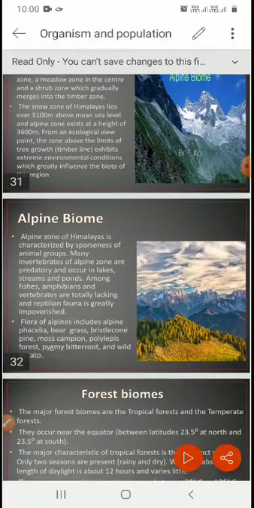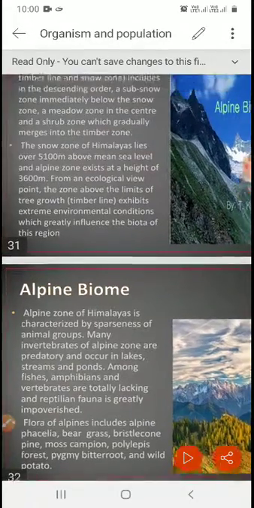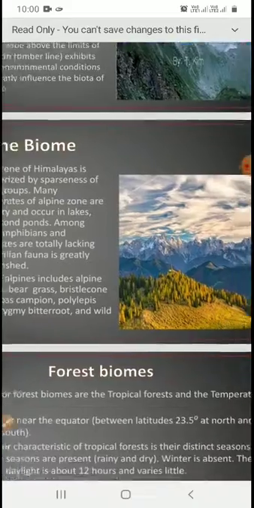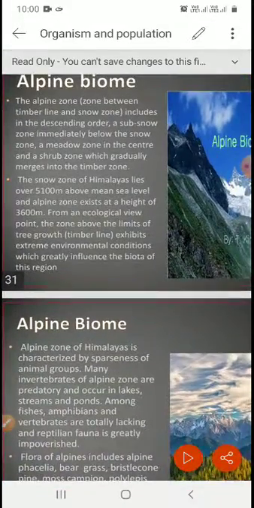What is this? What place is there? Yeah, correct. Very good. Some of them are saying that if you look at it, it touches the sky. It looks like this picture, so both are together. We can see that. So this is the Alpine biome.